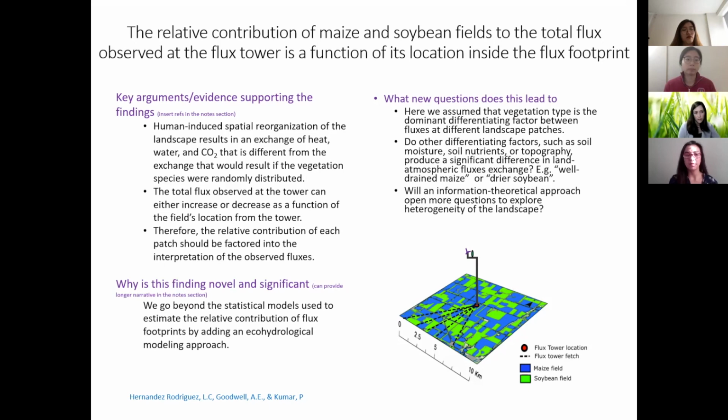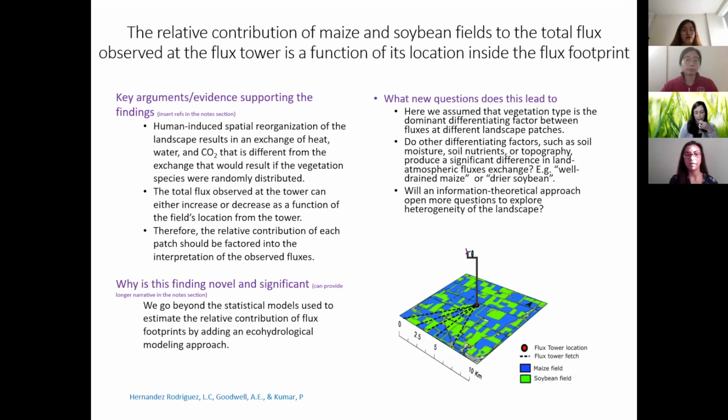And the key arguments are that the human-induced spatial reorganization of the landscape is going to result in an exchange of heat, water, and carbon dioxide that is different from the exchange that will result if the vegetation species were randomly distributed, as usually happens in nature. So here, as we have modified this environment, we also modify the way the fluxes go into the atmosphere and are affected by the system.